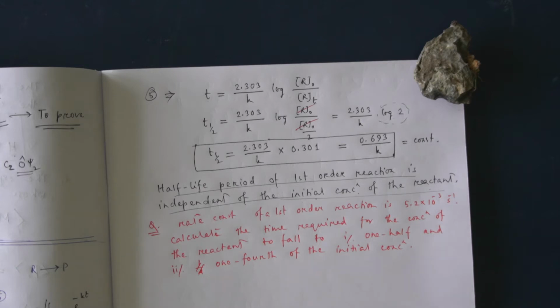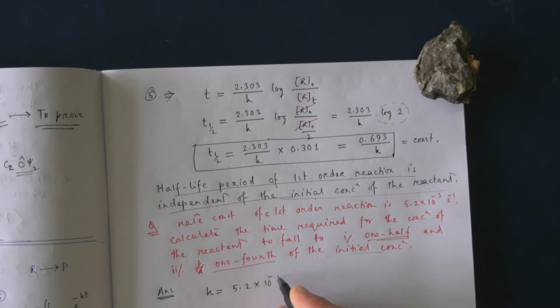So there are two problems. One is 1/2 and the other is 1/4 of the initial concentration. Very simple. 1/2 means half-life period. We have been given the rate constant equal to 5.2 into 10 to the power minus 3 per second.